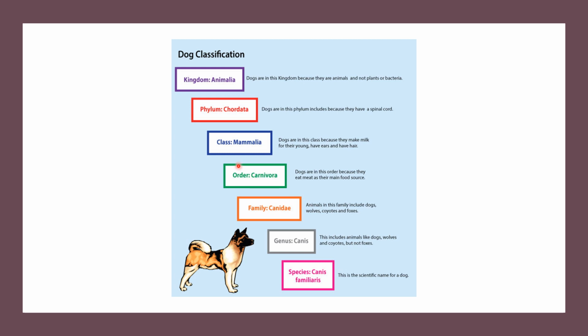Dogs belong to the order Carnivora. Dogs are in this order because they eat meat as their main food source. They belong to the class Mammalia because they make milk for their young. They have ears and have hair. They belong to the phylum Chordata because they have a spinal cord. And of course, they belong to the kingdom Animalia.